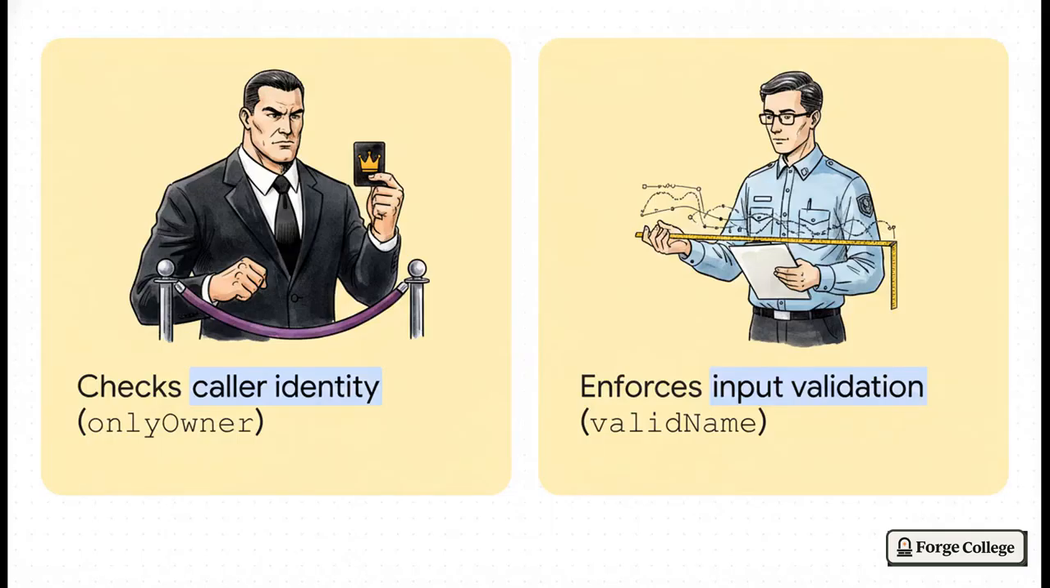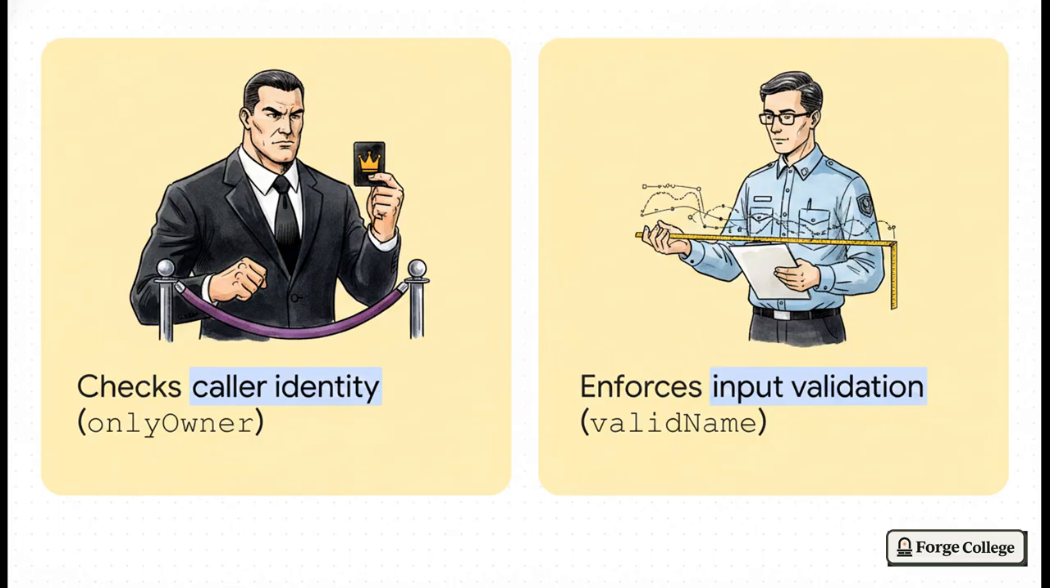Let's look at 2 classic bouncers in action. On one side, we have onlyOwner. This bouncer is checking VIP IDs. He only lets you through if you are the explicit owner of the contract. On the other side, we have validName. Now, this bouncer doesn't care who you are, but he is strictly enforcing the dress code. He's checking the length of the string you're trying to input just to ensure it actually meets our validation rules.